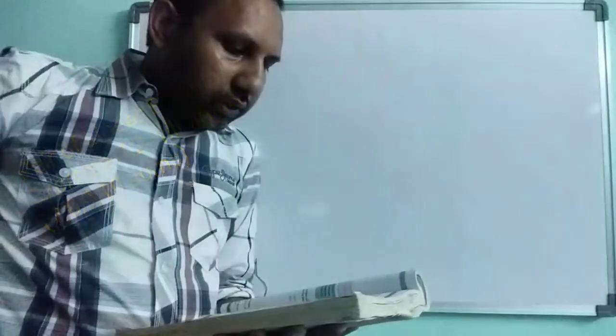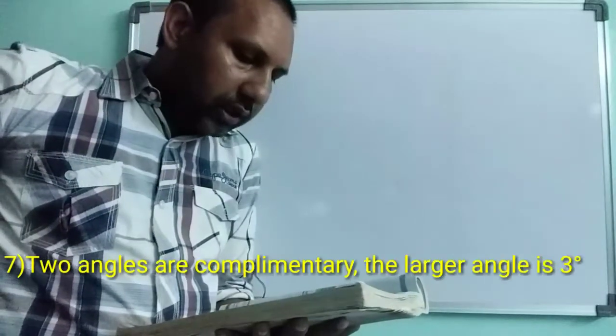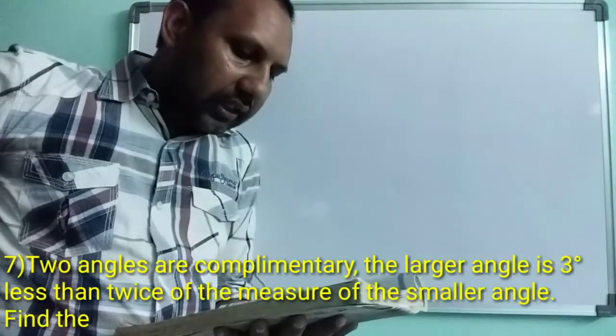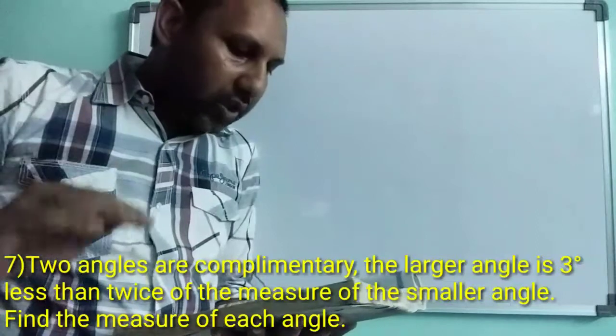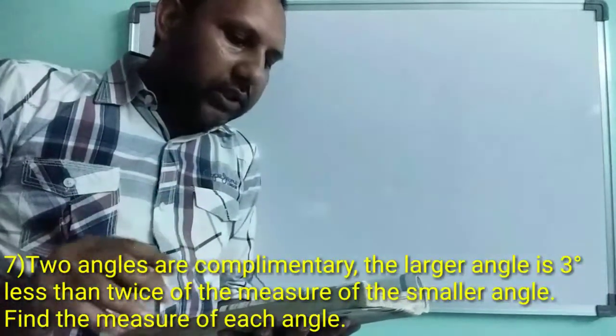ఓకే, సెవెంత్ క్వశ్చన్ వచ్చేసి, two angles are complementary. The larger angle is 3 degrees less than twice the measure of the smaller angle. Find the measure of each angle.